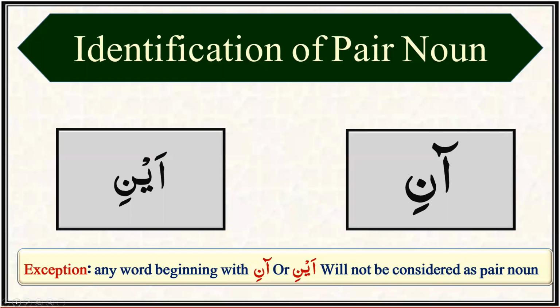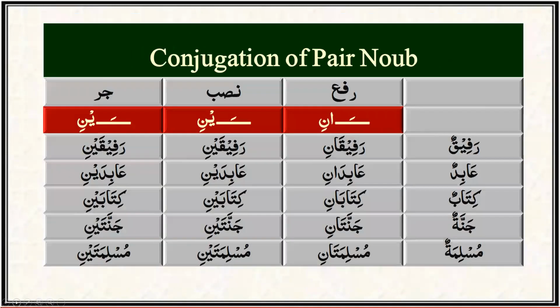Now you have to remain attentive of the exceptions of Arabic grammar. Sometimes a word would have ane and aine but would not be considered as a pair noun, and exceptions would always be there in the Arabic language in all the principles we would be learning. So when these exceptions come, I will tell you and guide you how to differentiate between them. For as of now, you have to memorize that a word having the ane, aine sound at the end of the word would be considered a pair noun.